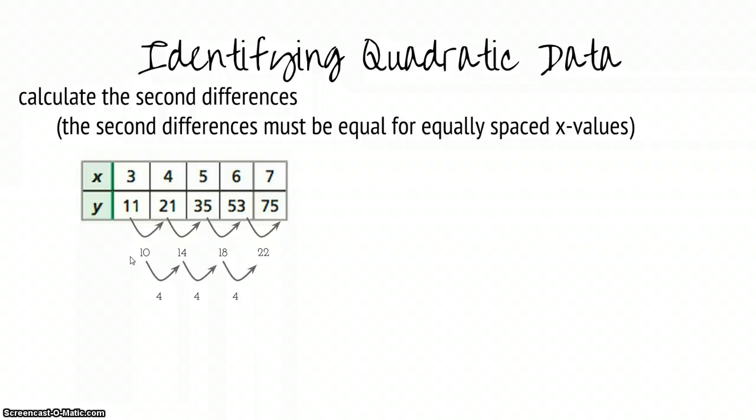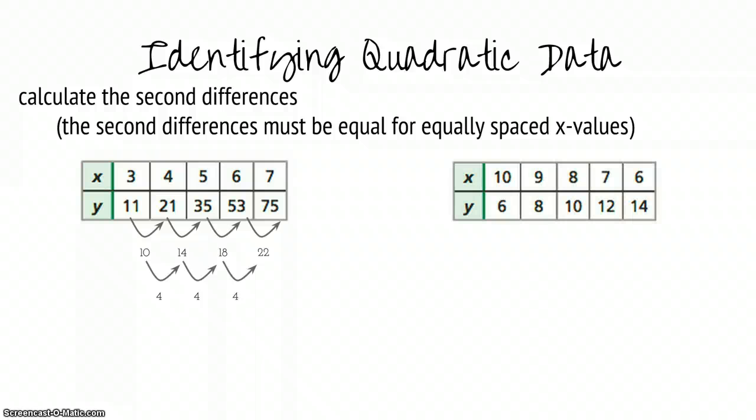When we look at those second differences, we see that they are all 4. That's awesome. That means that this data, these 5 ordered pairs, represent a quadratic equation. It doesn't tell us what the quadratic is. It doesn't give us a ton of information, but it does tell us that we can represent this with a quadratic, with an x squared equation. Let's look at another one.